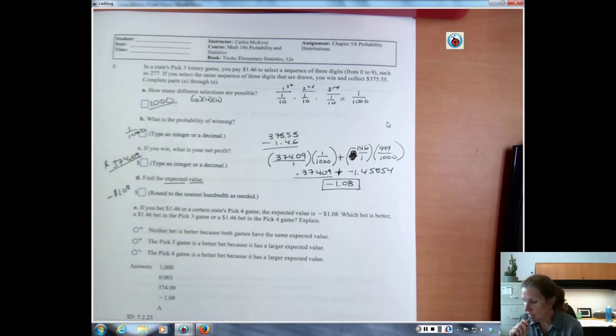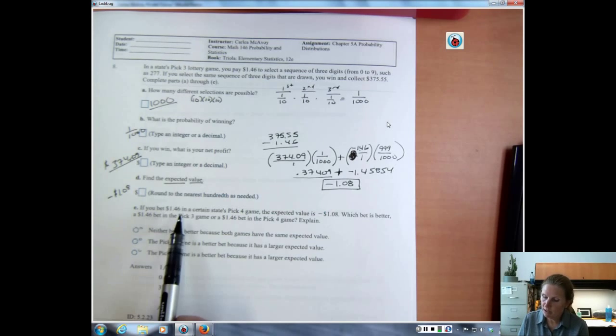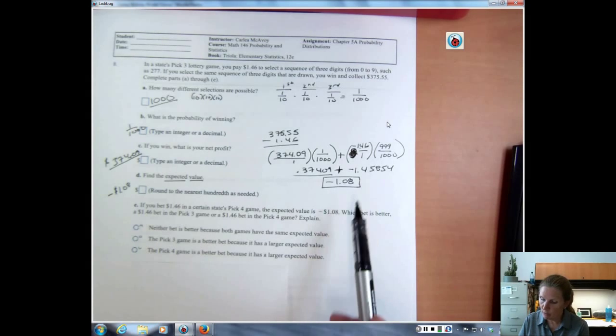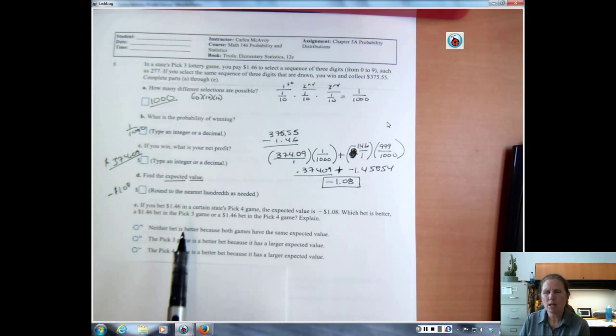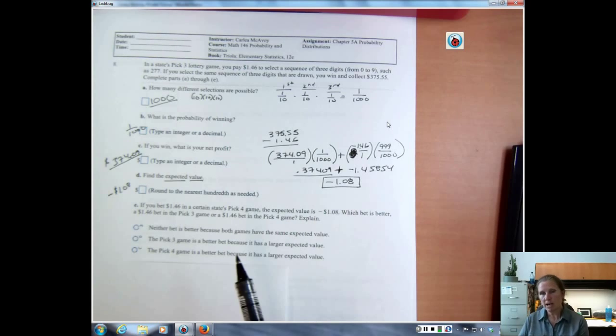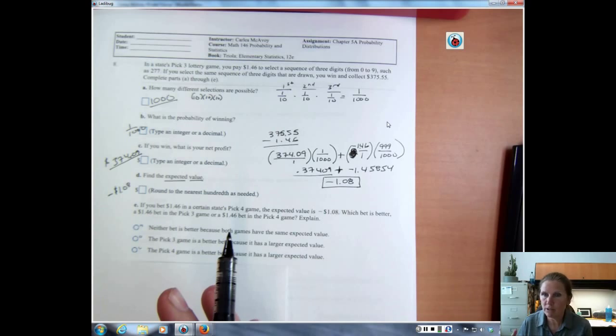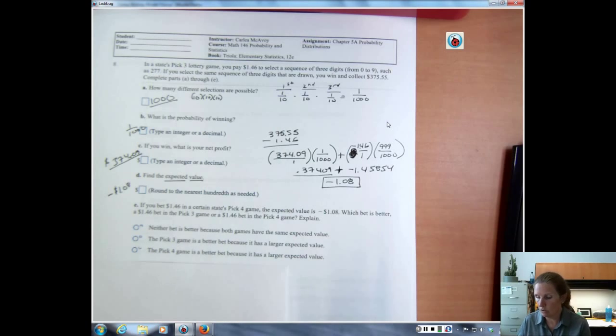I expect to win once, but most of the time I'm going to lose everything. If you bet $1.46 in a certain game's pick 4 game, the expected value is negative 1.08, again, same as what ours was. Which is a better bet, the pick 3 or the pick 4? If your expected value is exactly the same, neither one is a better bet. They're the same bet. It's a different game, but the same expectation of winning or losing. So A, it's neither better nor worse because it's the same expected value.